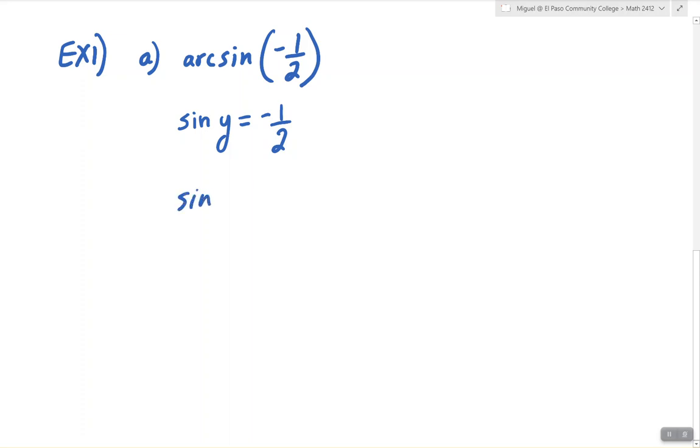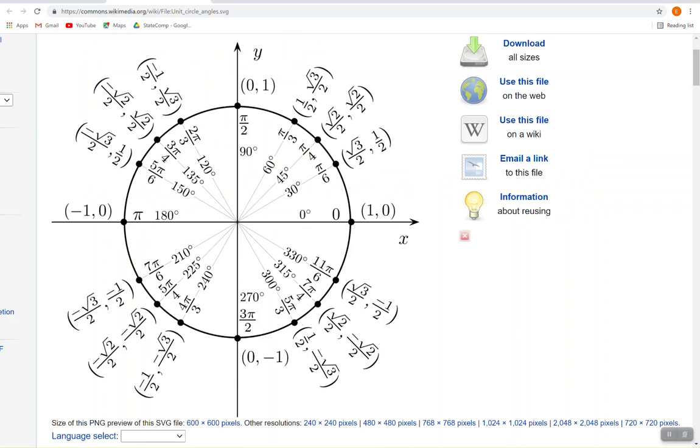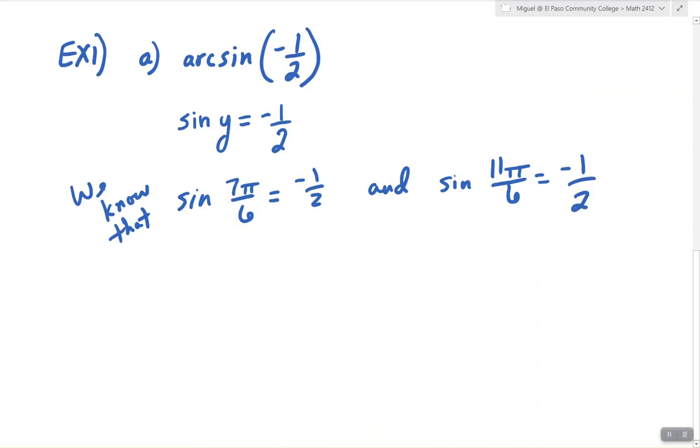Sine, we know that sine of 7π/6 is this, and sine of 11π/6. What do you think? Which one is the answer, if I can only have one answer?